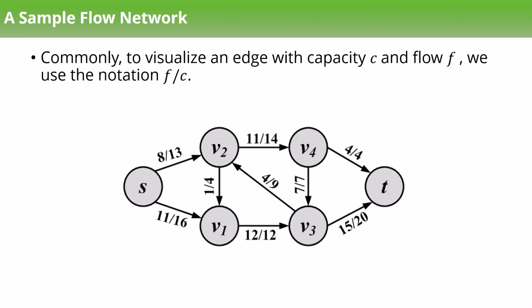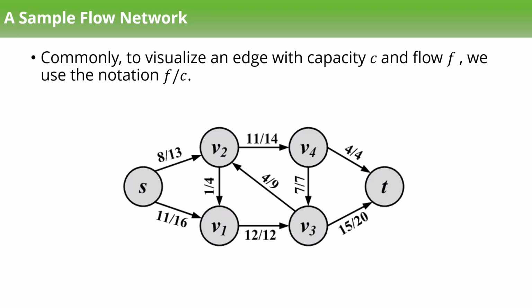The next is a sample flow network. Edge labels are shown as f/c, where f is the current flow and c is the capacity. For example, 3/5, 8/13, 11/14. Here, 11 is the current flow and 14 is the capacity.